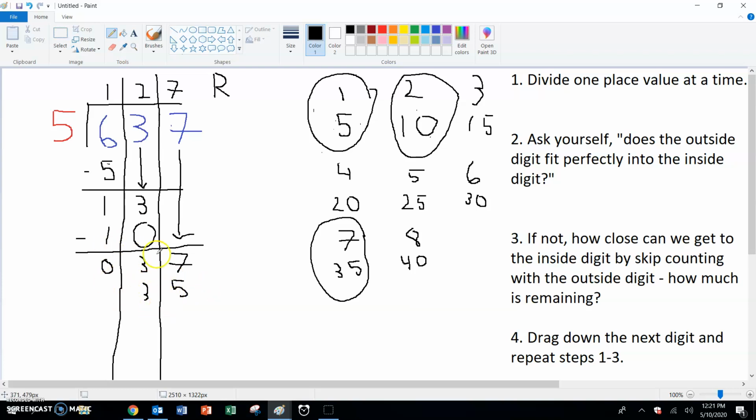So now let's double check. How much is remaining? We find this by subtracting 35 from 37. 7 minus 5 is 2. 3 minus 3 is 0.